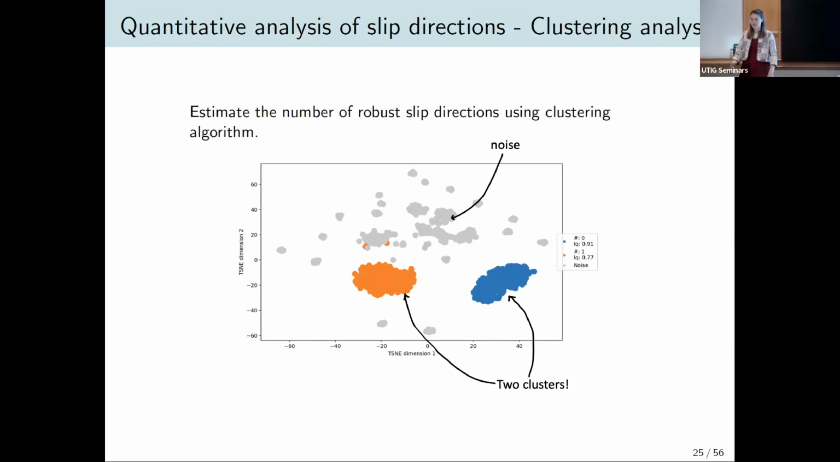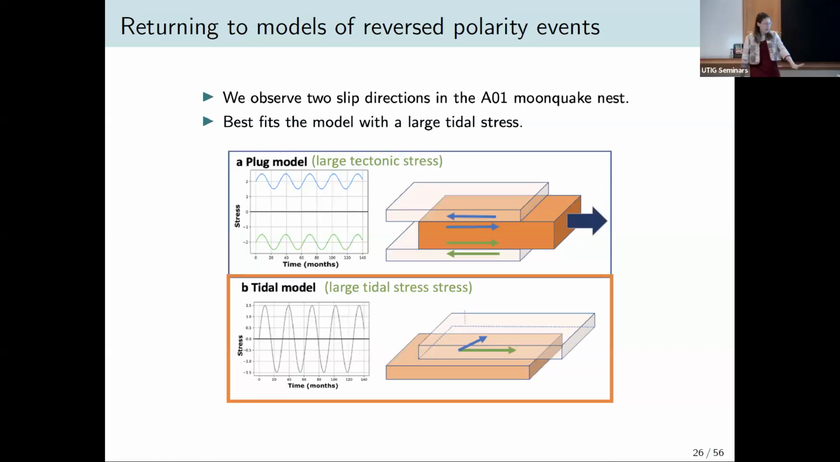So this third line of evidence has suggested that there are two slip directions. So finally, we can come back to our models, and we can remember that the tidal model is where the tidal stress is larger than any other stress, and the fault can slip in any combination of left, right, up, or down. And this was two slip directions, and we observed two slip directions. So these observations are suggesting that the tidal model is better at explaining what we see. And so this suggests that the tidal stress alone is the thing that is driving these deep moonquakes.